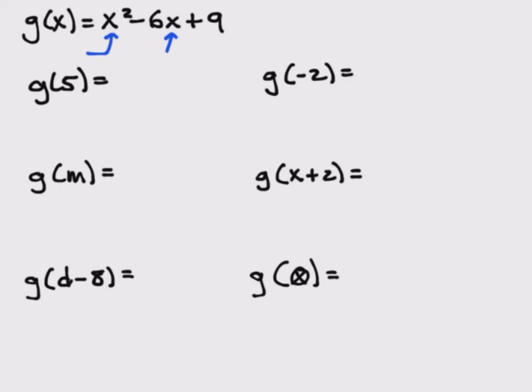If, like in the first 2 examples, we have an actual number, I'd like you to find the numeric output. For the last 4 examples, we've got some symbols we have to deal with. So we're going to substitute those in for our input, but we might not be able to find an actual numeric output. We might have to keep the output in variables. So please pause the video, give these 6 a try, and when you're done, unpause the video and we'll see how it went.